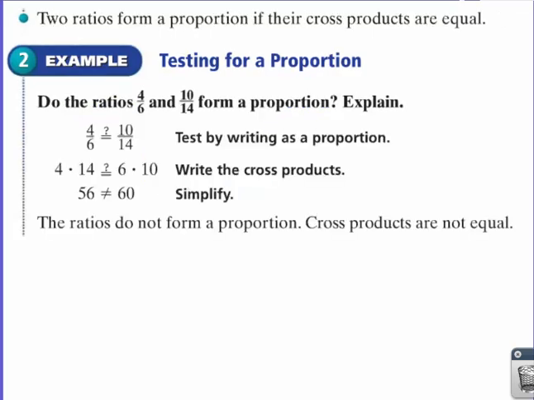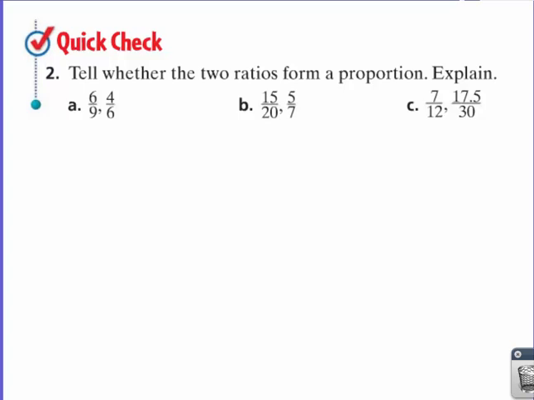Right? And that's what this page right here says. In order for you to determine whether or not it's a proportion, we find the two cross products and we see if they're equal to each other. If they are, then it is a proportion. If they're not, it's not a proportion. So let's do a couple of those real fast just to test what we learned.